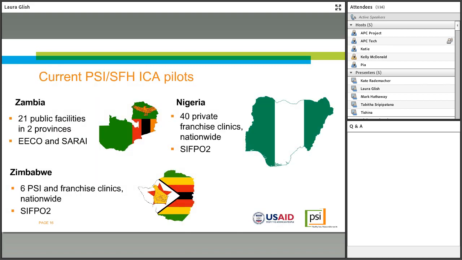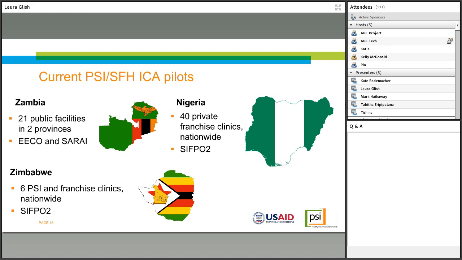Currently, we have 3 ongoing pilots in 3 countries: in Zambia in the public sector, supported with USAID funds through Ica and SRI; in Nigeria in private franchises, nationwide, supported by CISPO2; and in Zimbabwe in a mix of PSI and franchise clinics, also supported by CISPO2.